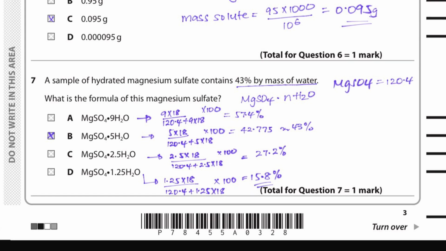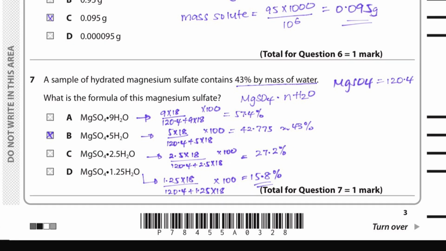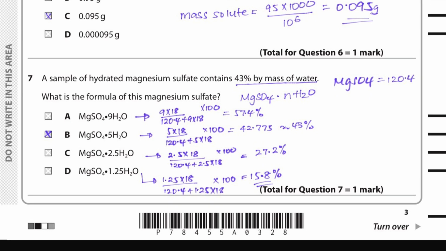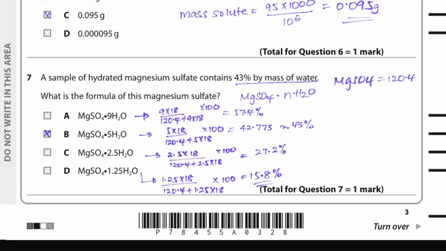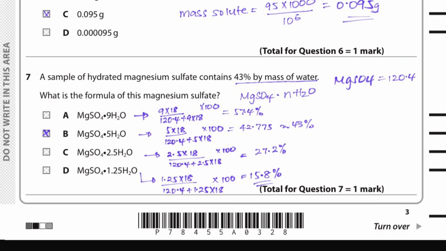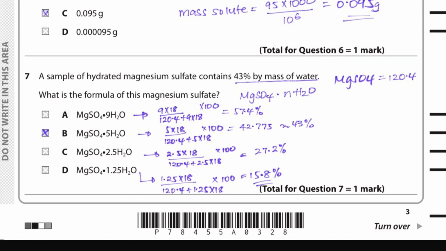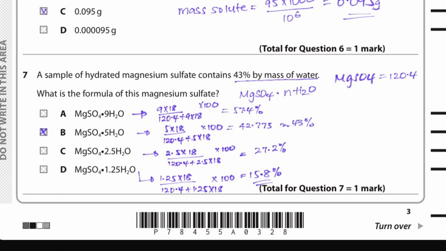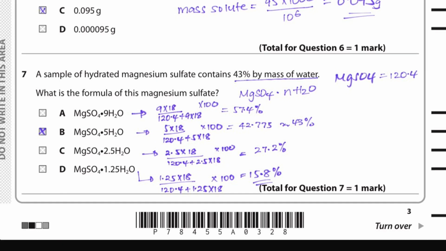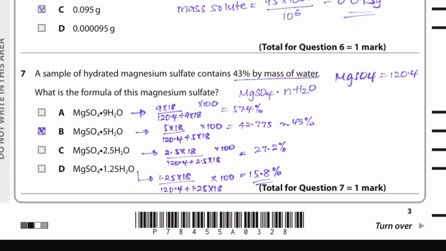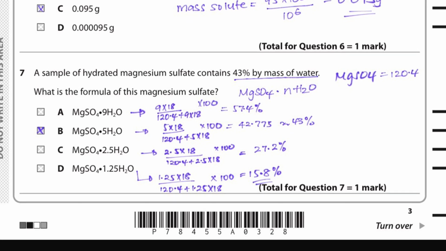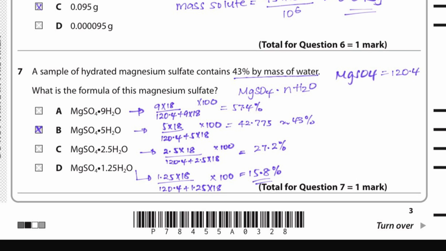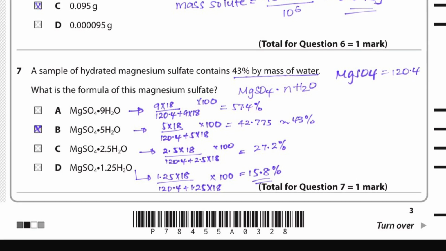Question 7. A sample of hydrated magnesium sulfate contains 43% by mass of water. What is the formula of this magnesium sulfate? First, the molar mass of magnesium sulfate is 120.4. Since we are given the number of water molecules for all answer options, we have to calculate and see which compound matches 43%. From my calculations, as you see here, only option B gave a value close to 43%, so B is the answer.